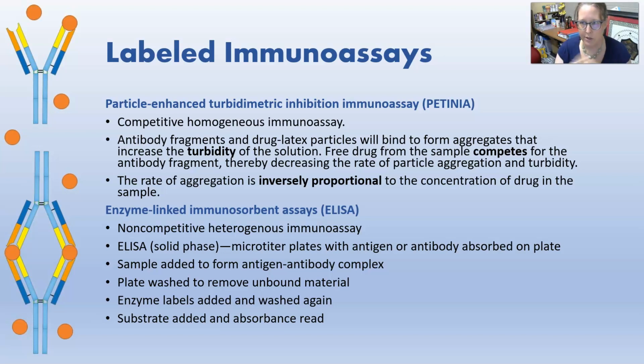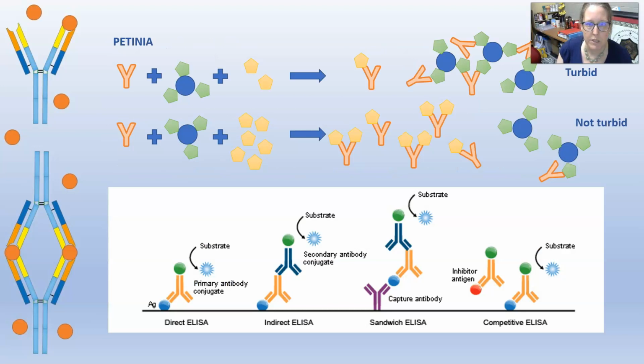So this is where it's heterogeneous. We have the separation, the binding on the solid phase, and then the wash. Then enzyme labels are added and washed again. Then the substrate is added, and that induces a color change, and then the absorbance is read. So these are representations of both.